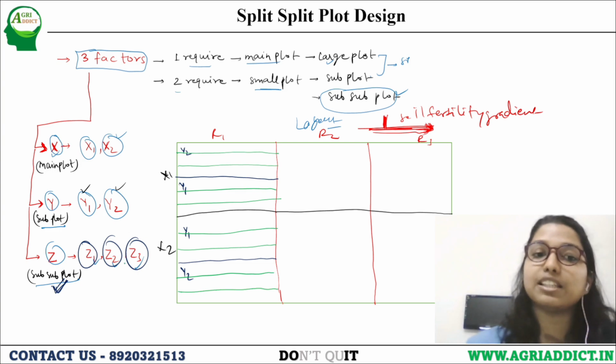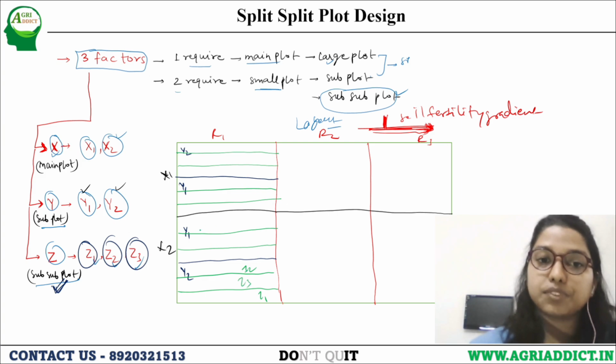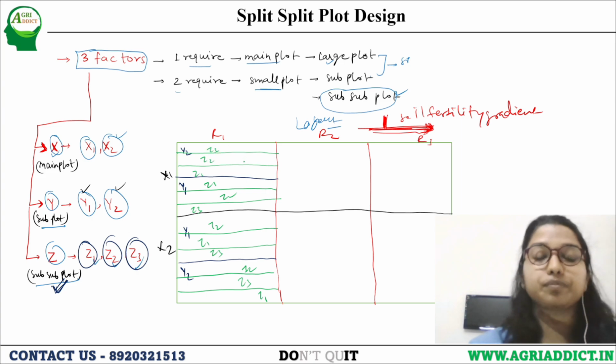Now this Z1, Z2 and Z3 will be randomized in between. Say, here I am putting Z1, here I am putting Z2, here I am putting Z3. Similarly, in this subplot, I am putting Z1, Z2, Z3. Here I am putting Z1, Z2, Z3. Randomly we have to put Z1, Z2, Z3.